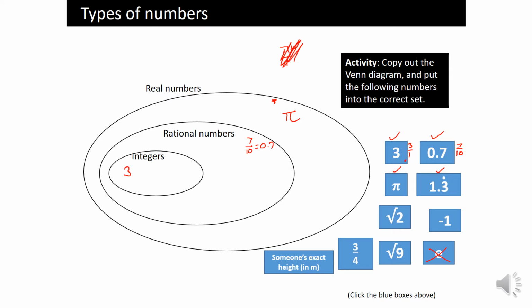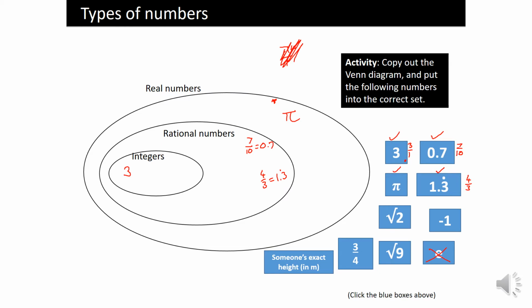Okay, 1.3 recurring, so let's have a look at this one. So it is a real number. Is it a rational number? So let's write it as a fraction. So that would actually be 4/3. So 4/3, that is an integer fraction, so that is 4/3 equals 1.3 recurring. But again, it's not an integer because it's not a whole number.